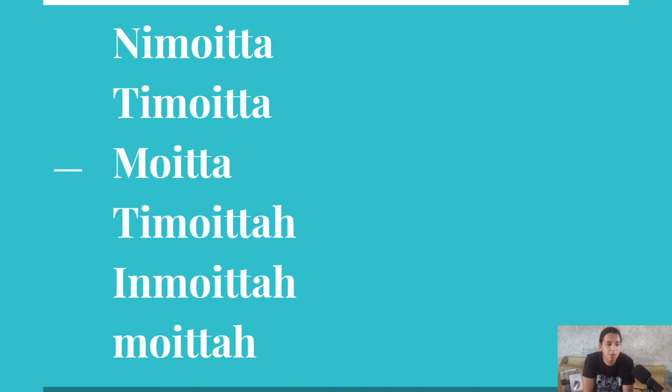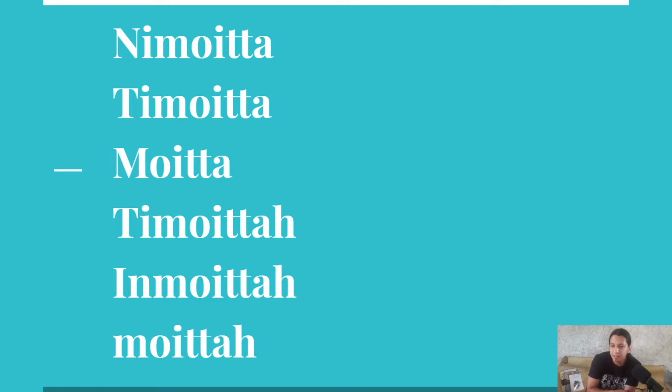This is the whole conjugation of it. You just stick it in there, in between the subject and the verb, right? The root. So we have ni mo ita, I see myself. Ti mo ita, you see yourself. Mo ita, he sees himself. And we have ti mo ita, which means we see each other. I see you and you see me. Ti mo ita. We see each other.